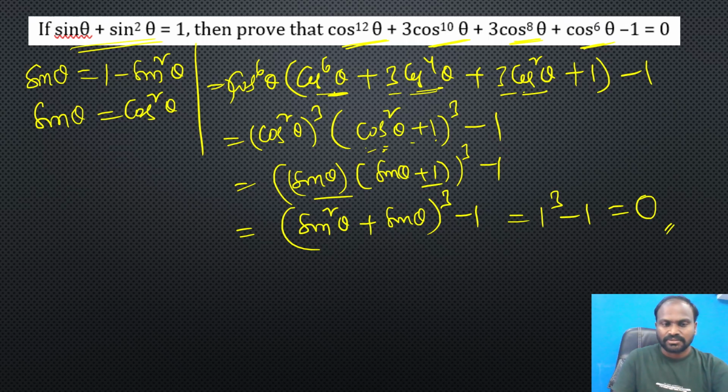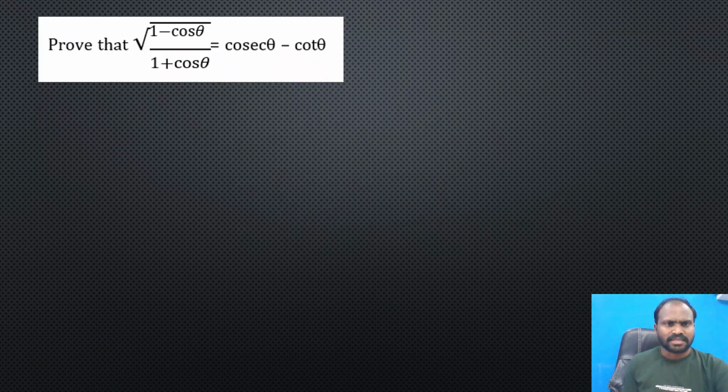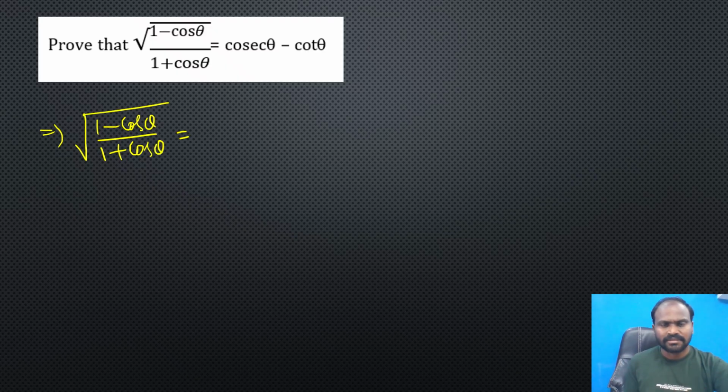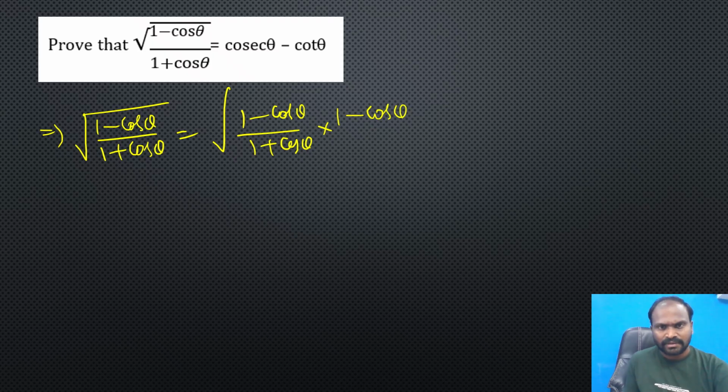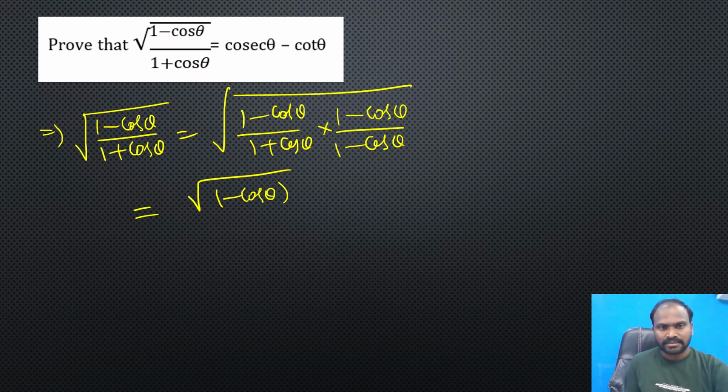Okay, students. So next, prove that under root (1 minus cos theta) by (1 plus cos theta) is equals to something they have given. So now here, what you can do is just do rationalization. So 1 minus cos theta by 1 plus cos theta, I can just simply multiply with 1 minus cos theta by 1 minus cos theta. So just multiply 1 minus cos into 1 minus cos, (1 minus cos) whole square. So I can simply write (1 minus cos theta) whole square divided by under root (a plus b) into (a minus b), which is a square minus b square.